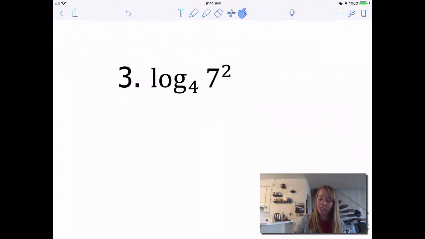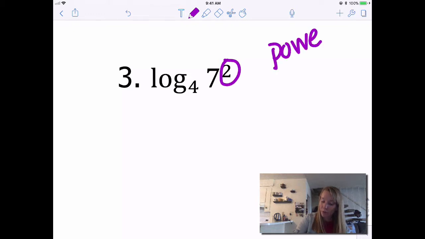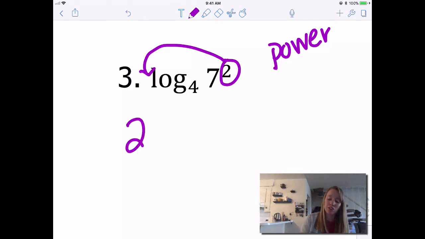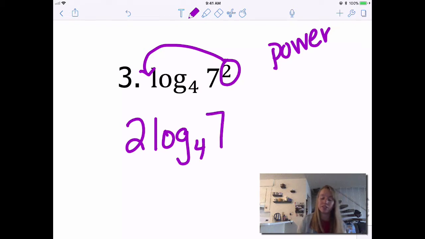And this last one looks like I have a power. In the power rule, I take this exponent and make it a coefficient. So I'm going to say instead 2 log base 4 of 7. There's not much I can do with that because I don't know what log base 4 of 7 is, like 4 to some power. It's not a nice number, so I'm going to have to wait on that.